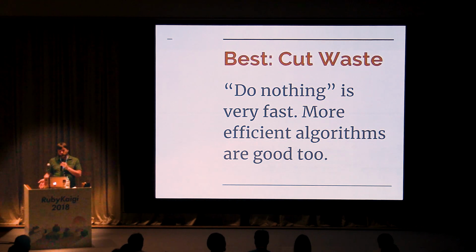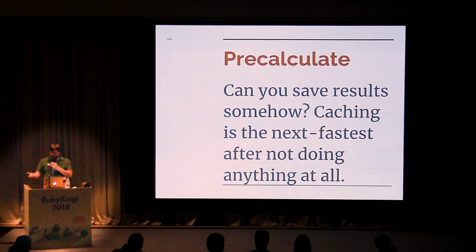The wonderful boring answer for the garbage collector is if you don't make garbage, then it doesn't have a very hard job. Do nothing is always very fast. More efficient algorithms are nice. If you can do that, that's great. You already knew that, but it's worth pointing out. Second best is to cache or pre-calculate if there's anything that you can avoid doing a lot of work on. That doesn't make garbage, it doesn't cause these same problems. Great.